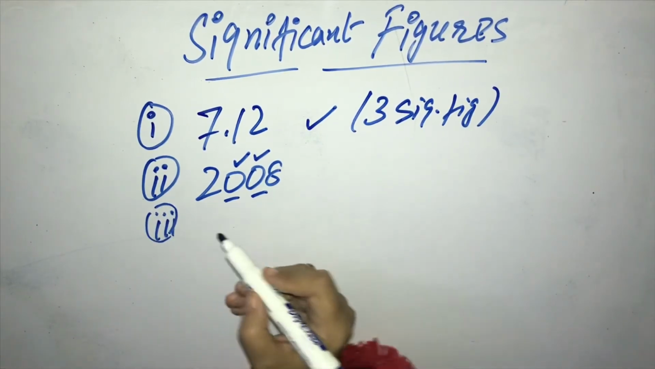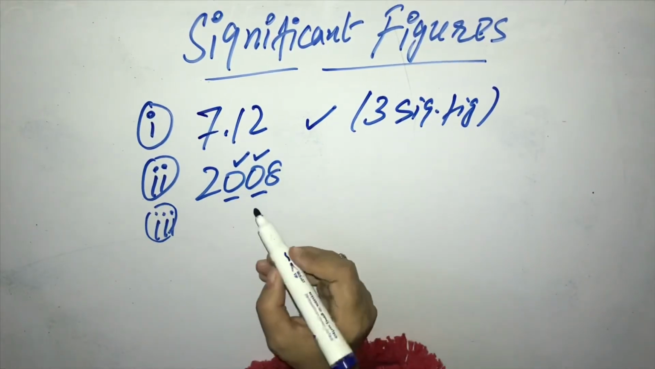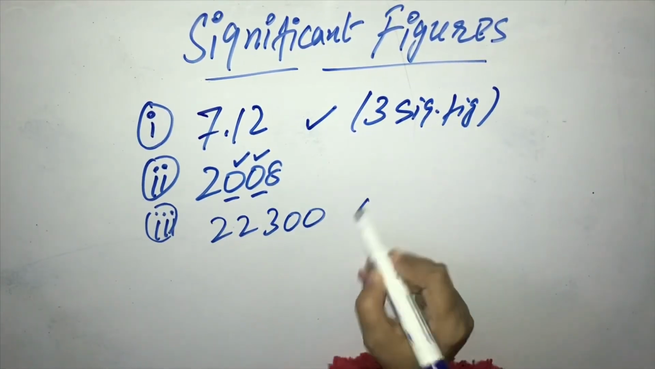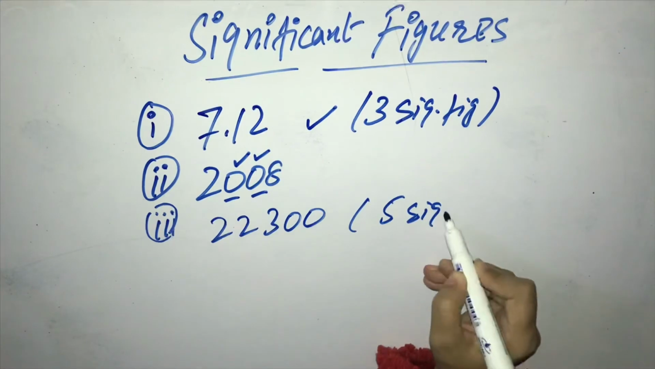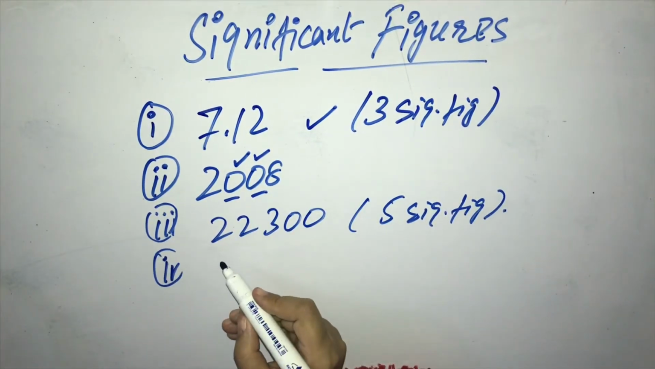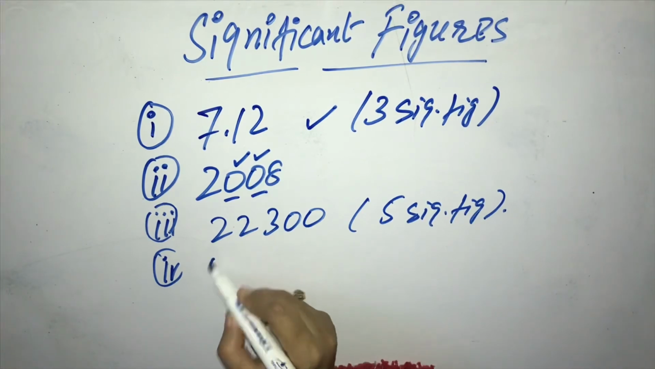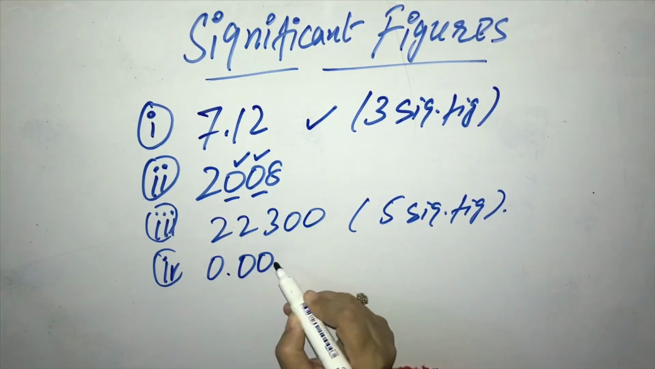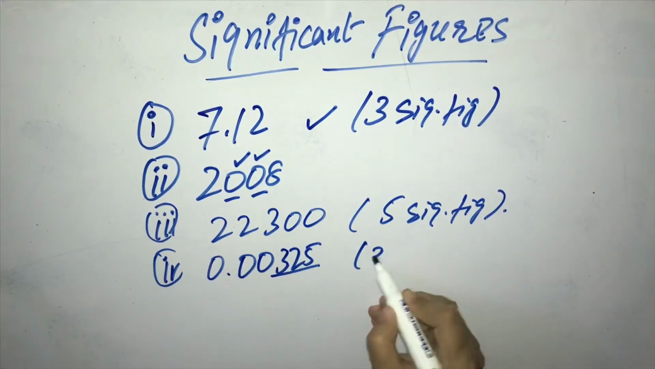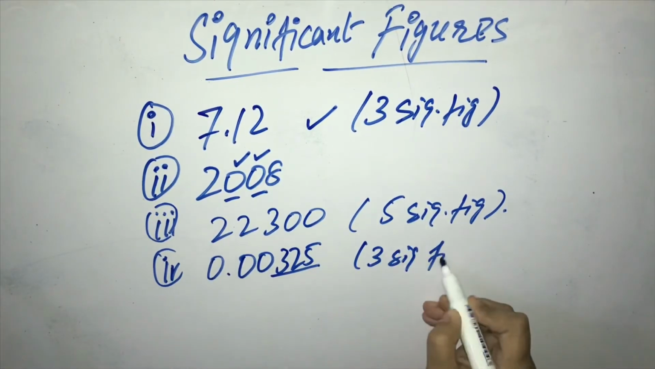All zeros at the end of a number. For example, if we have 22300, it has a total of 5 significant figures. All zeros at the beginning of a decimal are not significant. For example, 0.00325 has only 3 significant figures.